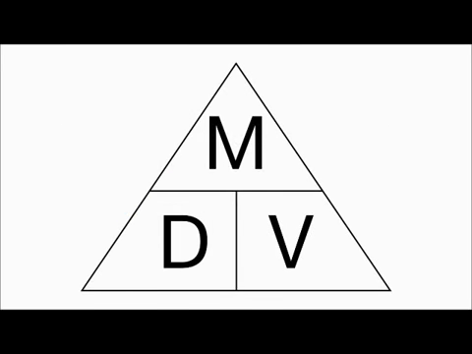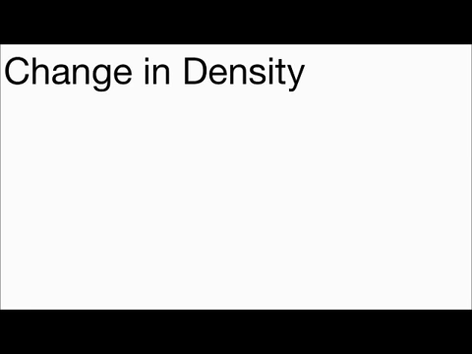DMV triangle, definitely need to know it. Definitely need to know how to manipulate it. Density equals mass over volume. Volume equals mass over density. Mass equals density times volume.